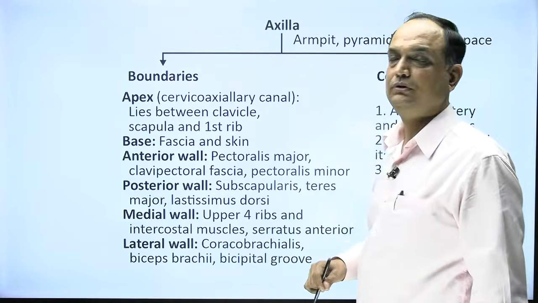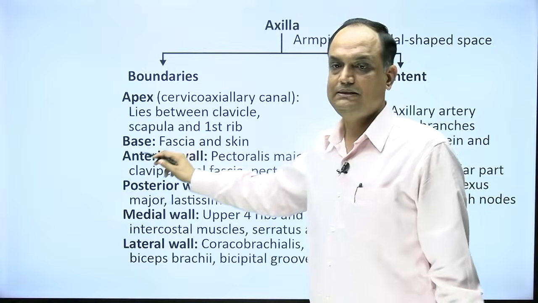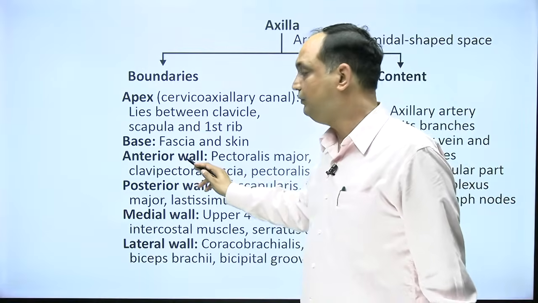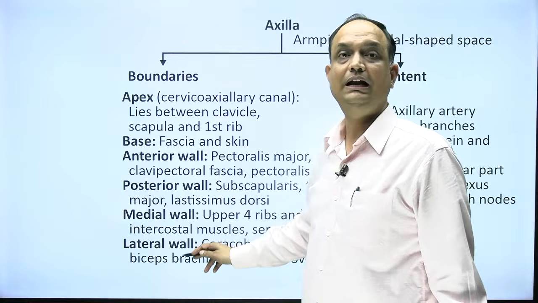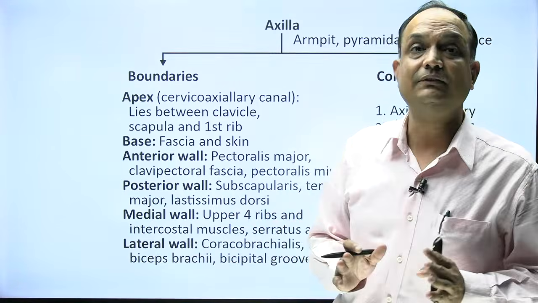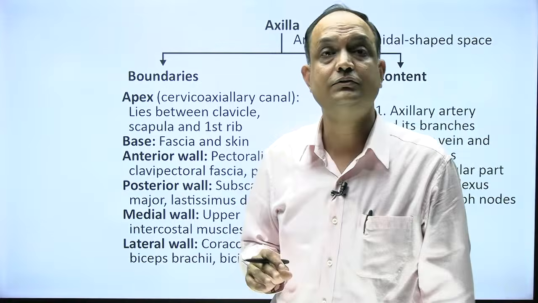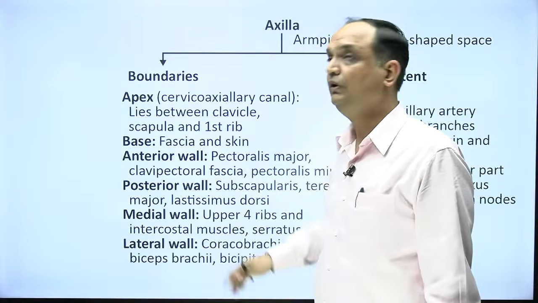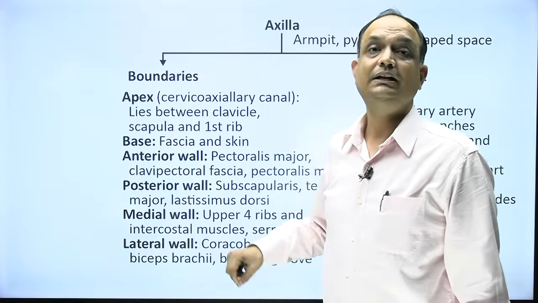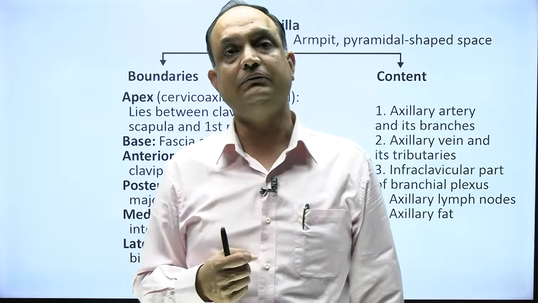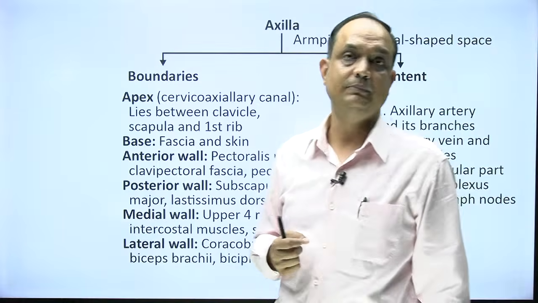The apex is known as the cervicoaxillary canal. There is a base, which is the broadest part. Then you will have the anterior wall, posterior wall, medial wall and lateral wall. It is almost a pyramidal space, where the lateral wall is the narrowest wall, which comes on the humerus. Otherwise, the anterior and posterior walls are purely muscular. The anterior wall is formed majorly by pectoralis major and some part of the clavipectoral fascia and pectoralis minor.